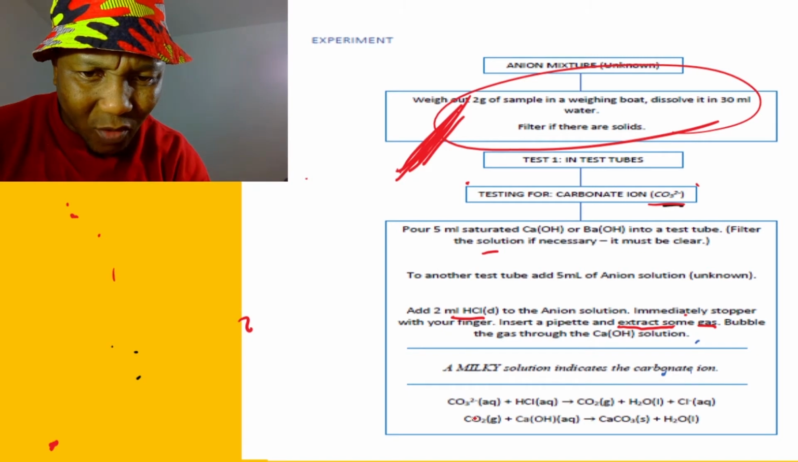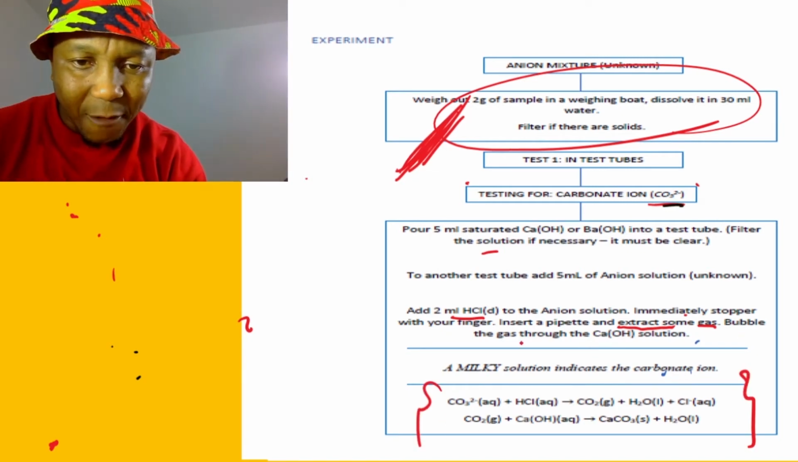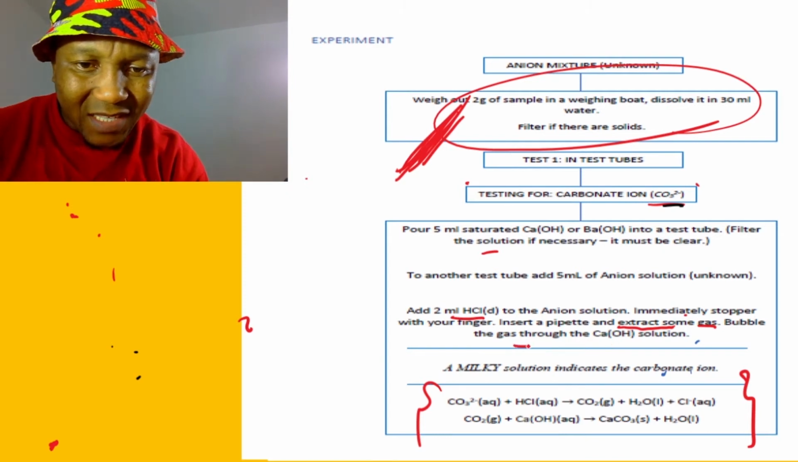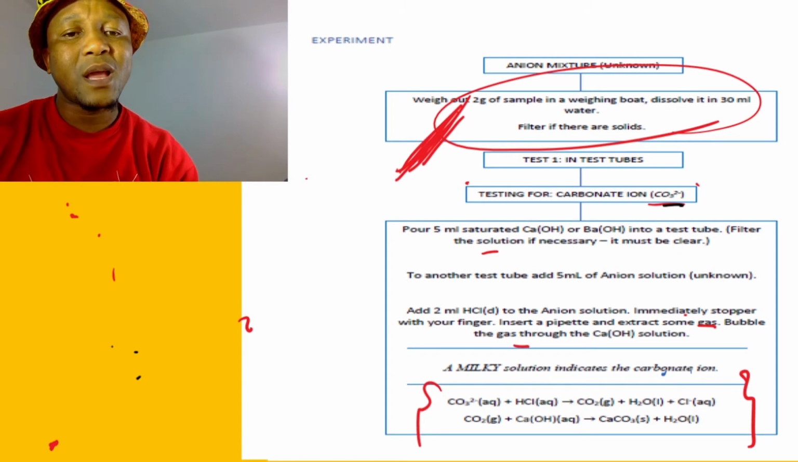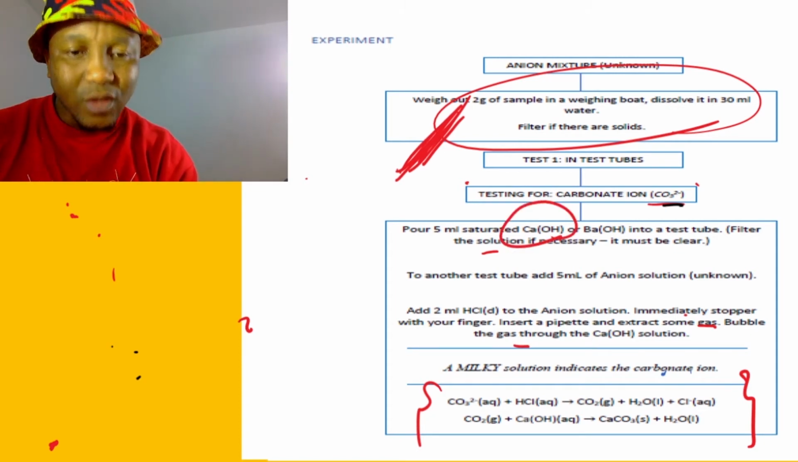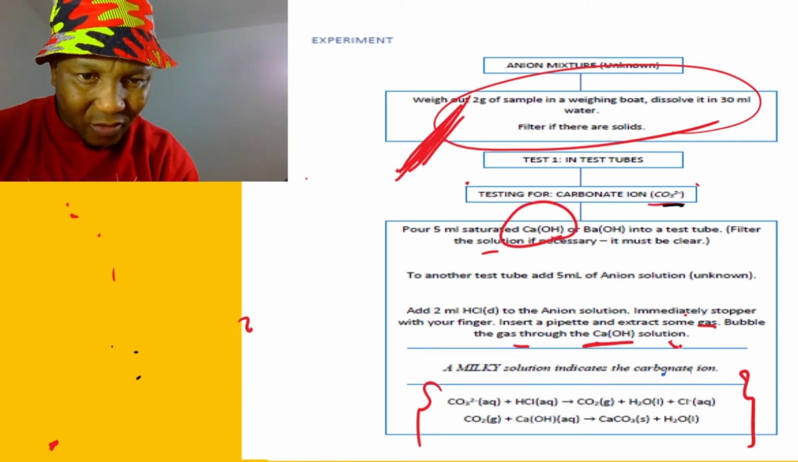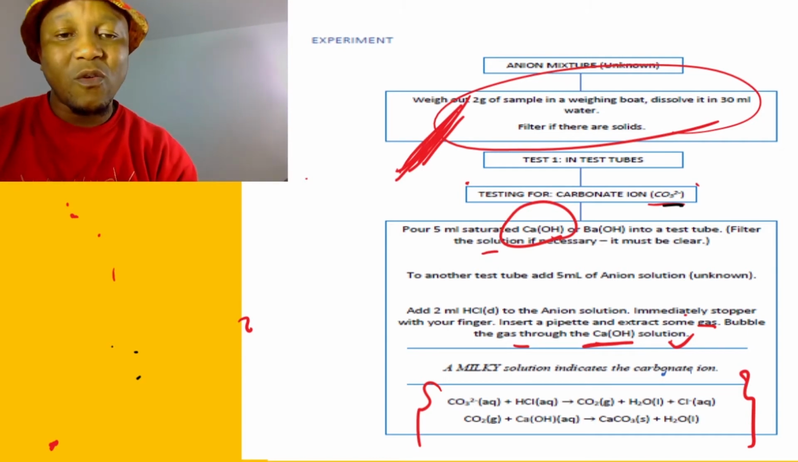Which gas do you think is going to be formed? Look here, they even give you this. The gas must pass through the calcium hydroxide, so they decided to take calcium hydroxide. So the gas is going to pass through the calcium hydroxide. Now let's see what happens in the chemical formula.